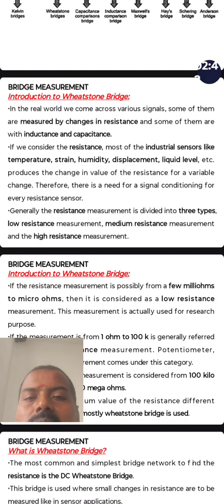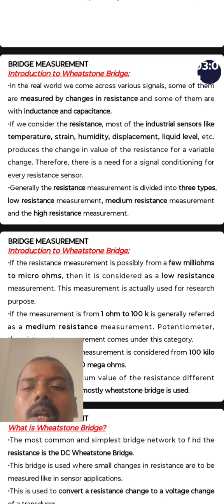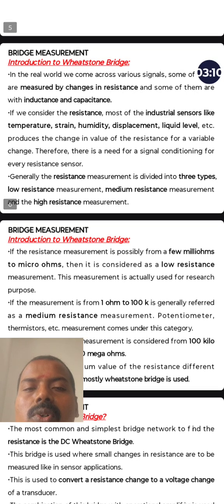So here the Wheatstone bridge. The Wheatstone bridge is used across various signals. Some of them are measured by changes in resistance and some with inductance and capacitance values. While considering resistance, most industrial sensors like temperature, strain, humidity, displacement, liquid level produce a change in the value of resistance for a variable change. Therefore there is a need for signal conditioning for every resistance sensor.